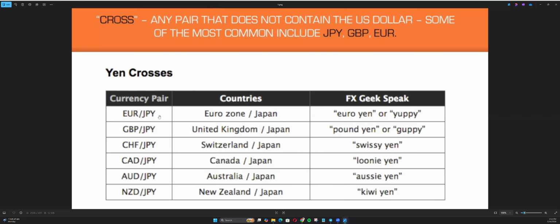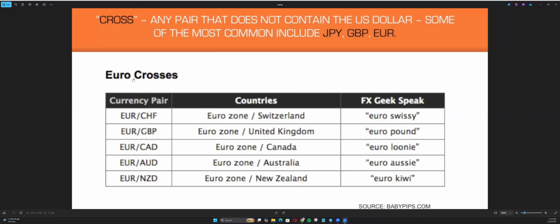So because it's yen, we have Euro JPY, we have GBP JPY, we have the CHF JPY, the CAD JPY, the Aussie JPY, the Kiwi JPY, right? Or the Kiwi yen. So we have other forms of crosses too. These are Euro crosses, where you have euros in everything, no USD.